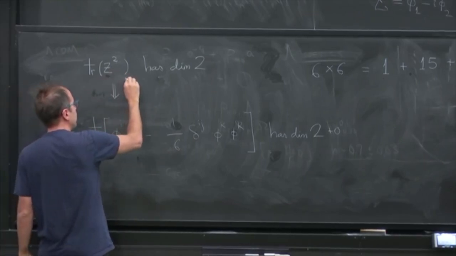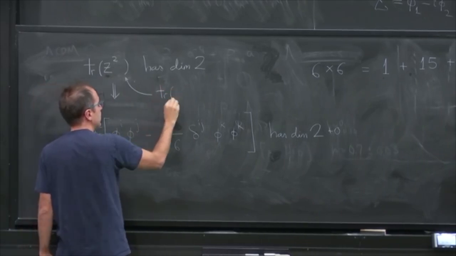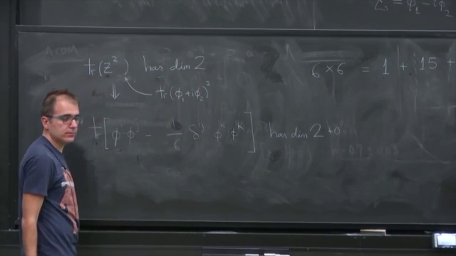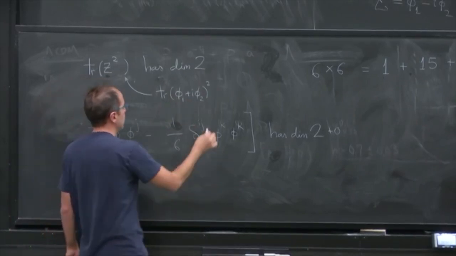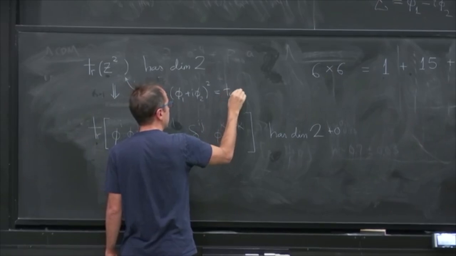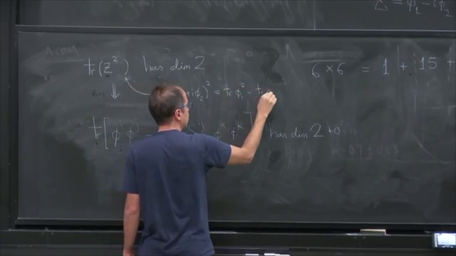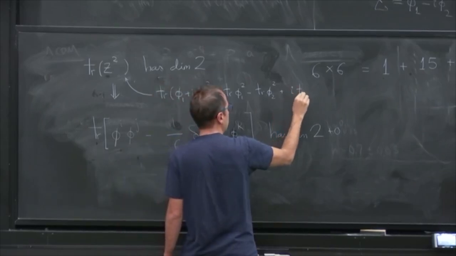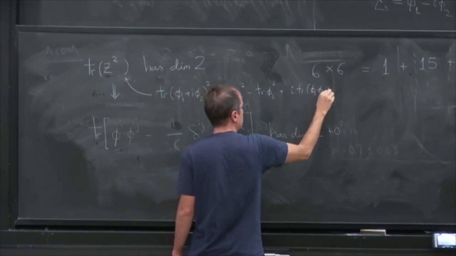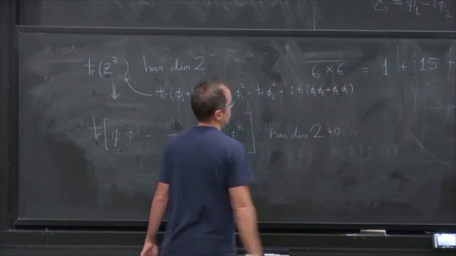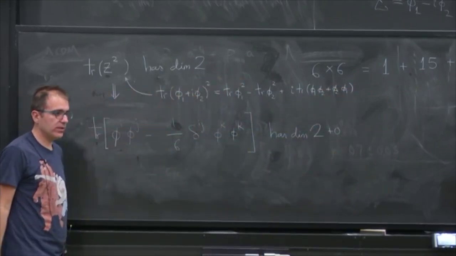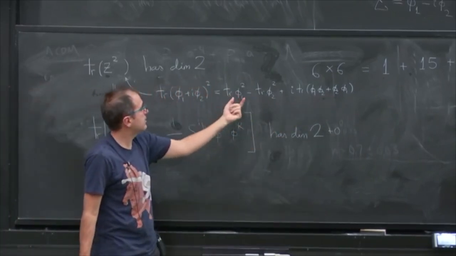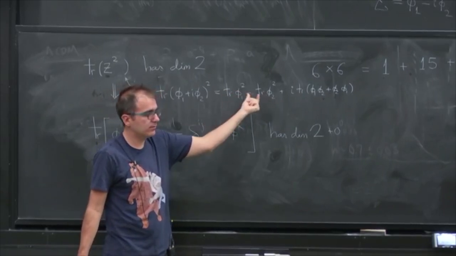Let's see more explicitly. Because what's this guy? This guy is trace of (phi 1 plus I phi 2) square. You agree? This is the definition of Z. But this is nothing but trace of phi 1 square minus trace of phi 2 square plus I times trace of (phi 1 phi 2 plus phi 2 phi 1), right? The last 2 are the same. So this is clearly symmetric. And this is traceless because this cancels with this, right?